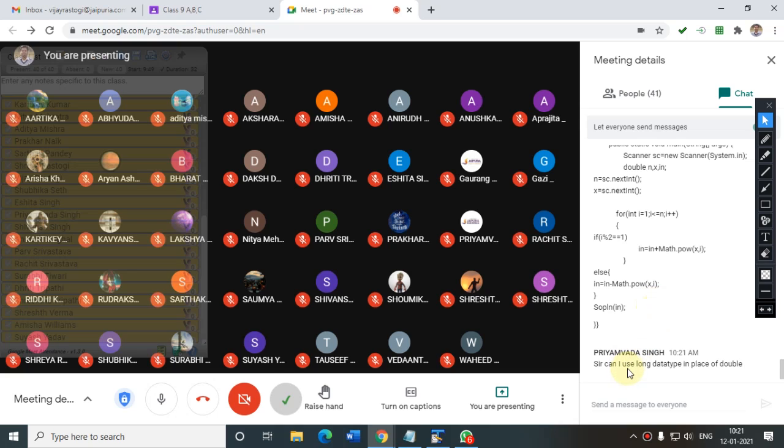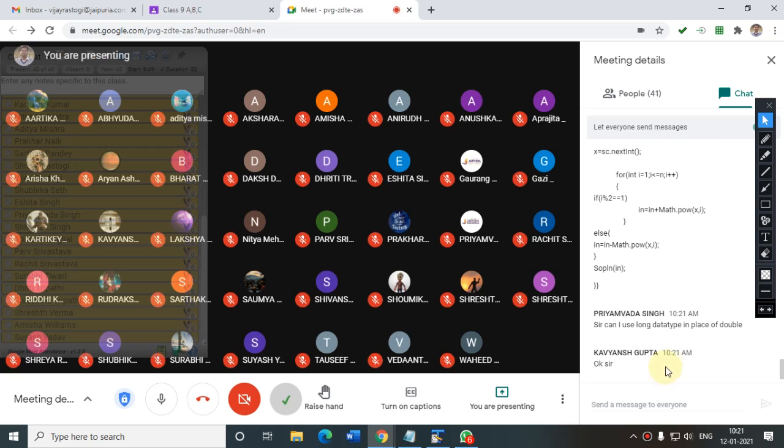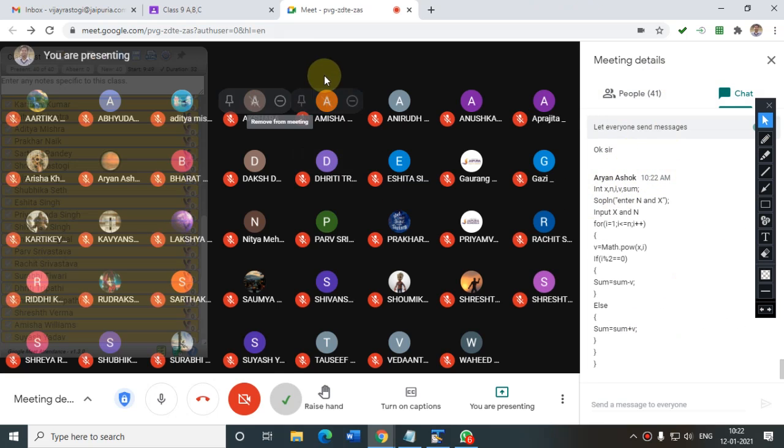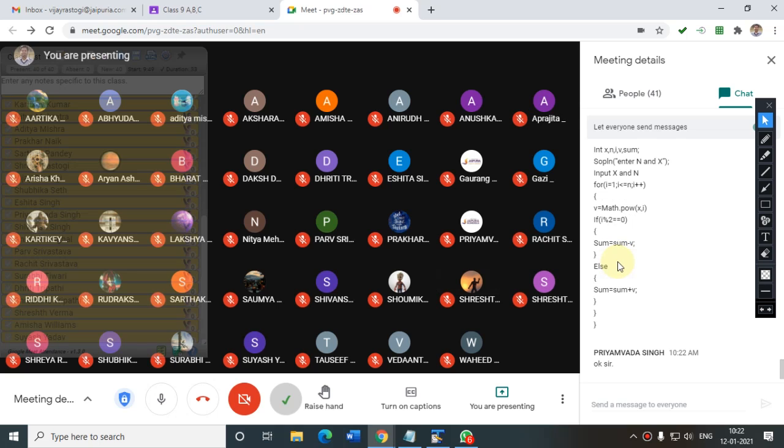Yes, Priyambada, you can use long, but it is better to use double because you are using the Math.pow function. If you are using long, then instead of int you need to declare long. So better to use double. In that case, you can skip that part, int. Okay? Aryan Ashok. Okay, good.